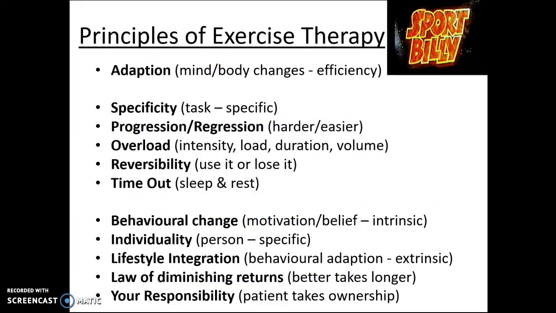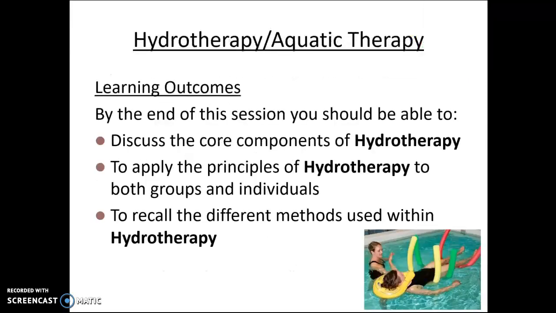The principles of exercise therapy, we've given these to you every single session. You remember them with the acronym ASPORT-BILLY. So A is for adaptation, S for specificity, P for progression regression, O is for overload, R for reversibility, and T is for timeout. And then Billy: behavioral change, individuality, lifestyle integration, law of diminishing returns, and your responsibility.